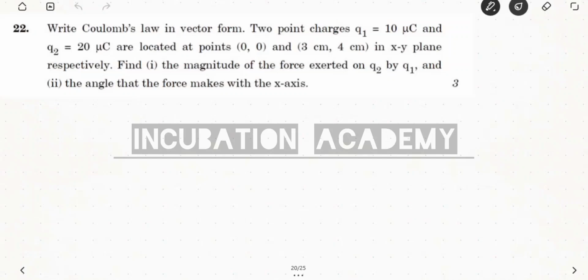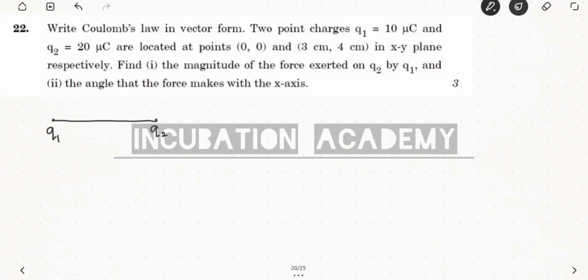Welcome everyone. The question shown on the screen came in the CBSE 2025 question paper, set number 2. Write Coulomb's law in vector form. That is very easy. Here is a point charge Q1 and here is another point charge Q2, and they are separated by a distance.